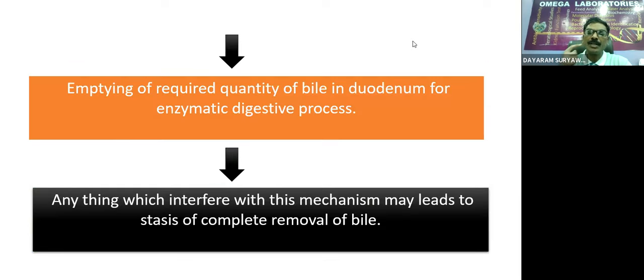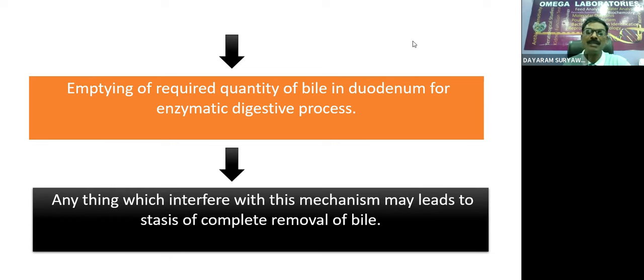Whatever quantity of bile is required is emptied into the duodenum for the enzymatic digestion of the feed given to the animals. Now, anything that alters or interferes with this mechanism may lead to either distension of the gallbladder or retention of bile. Excess stimulation may lead to excess secretion of bile into the duodenum, while something that causes retention of a large amount of bile may lead to distension of the gallbladder.